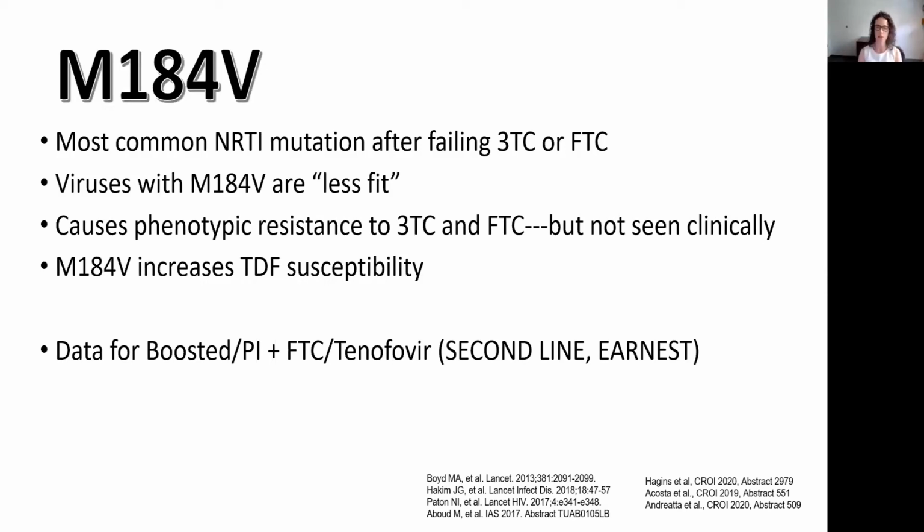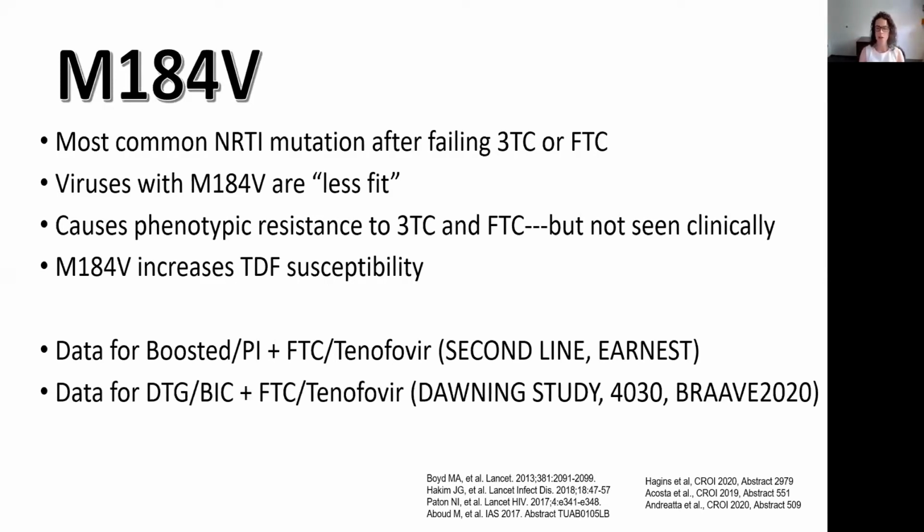Well, initially, the SECOND-LINE trial and the EARNEST trial showed us that we can use a boosted PI with recycled nucleosides in patients that are failing first-line NNRTI therapy. So that's what everyone initially did, was a boosted PI regimen for those with NNRTI or NRTI resistance. And then the DAWNING study came out, which I'm going to go into in more detail, but this was a study that showed us that using a dolutegravir-based regimen with recycled nucleosides could also lead to viral suppression in those that were failing a first-line regimen with an NNRTI.